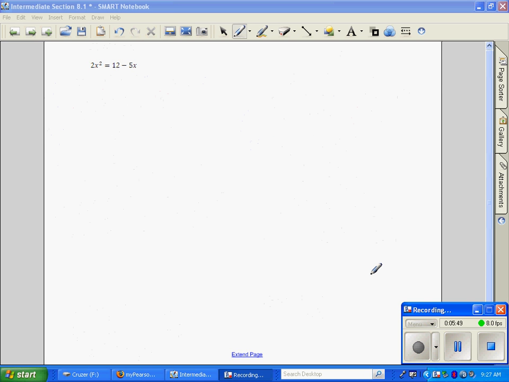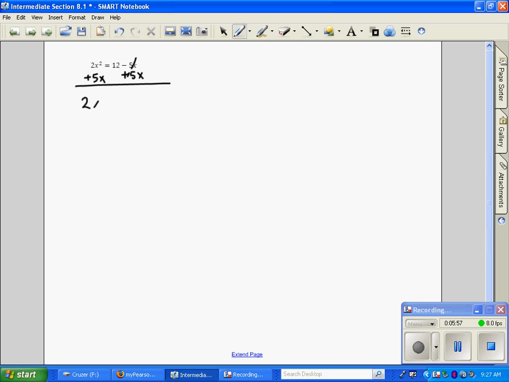Okay, our last problem, we're going to add 5x to both sides. We're going to have 2x squared plus 5x equals 12. Now before we start, we notice here that this coefficient in front of the x squared is not a 1. In all the previous problems it was a 1. So the first thing I need to do is divide everything by 2 so that I can get this to be a 1. So for first step we got to divide everything by 2. So then we have x squared plus 5 halves x equals 6.